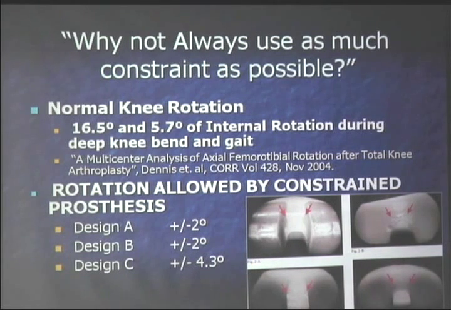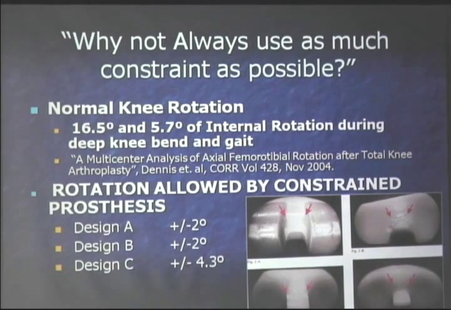particular case? And we know that throughout a range of motion, the normal knee rotates up to 17 degrees, internal and external rotation, that screw-home mechanism that we know about. But these prostheses really do not allow much rotation. And these are different designs from different manufacturers, but plus or minus 2 to 4 degrees of rotation as it goes through a range of motion.